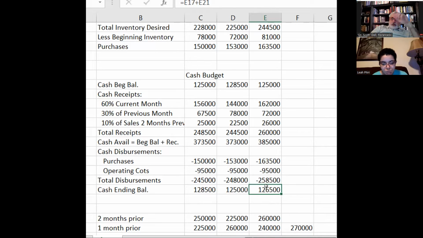We also use this sometimes to determine how much financing we need to get. Right now, we're in the black, we're positive. We have a positive cash ending balance. Sometimes you end up with negative ending balances of cash. As a practical matter, sometimes you need to draw on a line of credit or go to the bank and get some funds. So let's go ahead and bounce out of here. Any questions on that? No, sir.